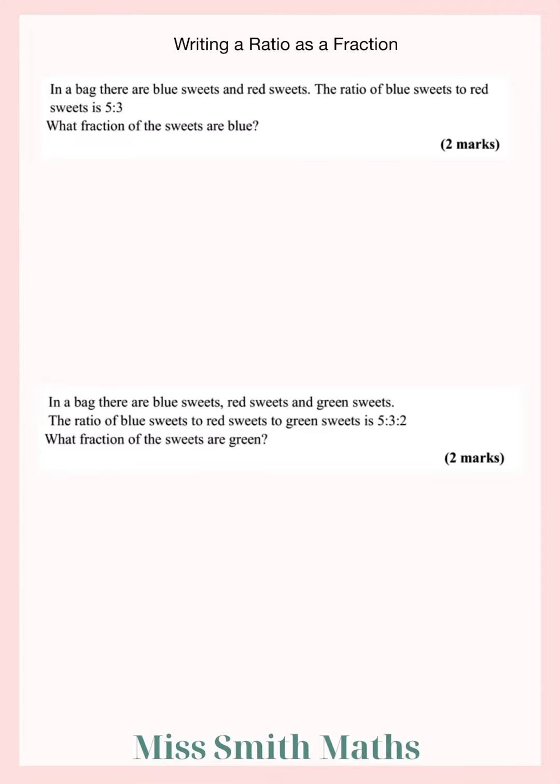Today's questions we're going to be looking at are writing a ratio as a fraction. So we've got 2-mark questions to start with. In a bag there are blue sweets and red sweets. The ratio of blue sweets to red sweets is 5:3.